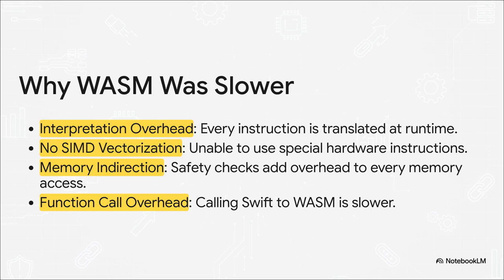Well, a few reasons. The WASM setup was basically interpreting the code on the fly, translating every single instruction as it ran. It couldn't take advantage of special ultra-fast hardware pathways called SIMD, and all its safety features, which are great for security, added extra checks and overhead to everything. So all that portability and safety, it came at a really, really steep price in terms of speed.